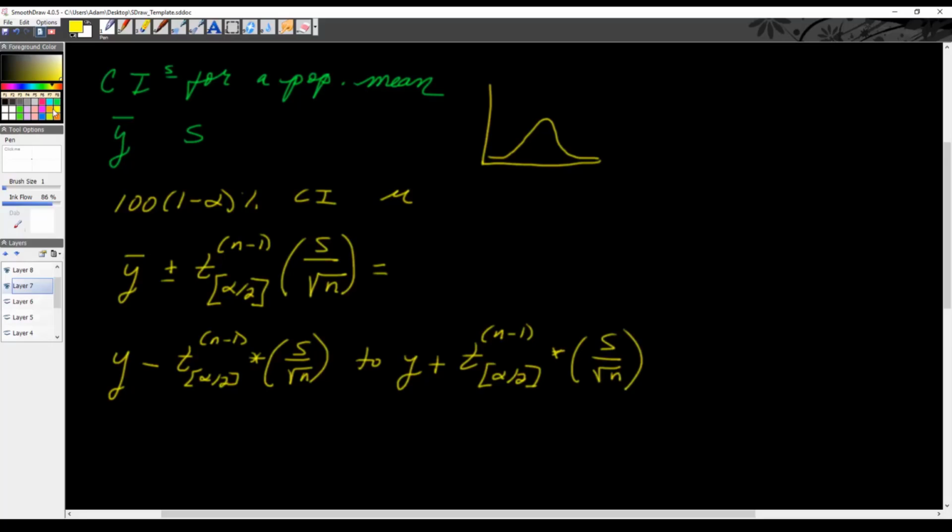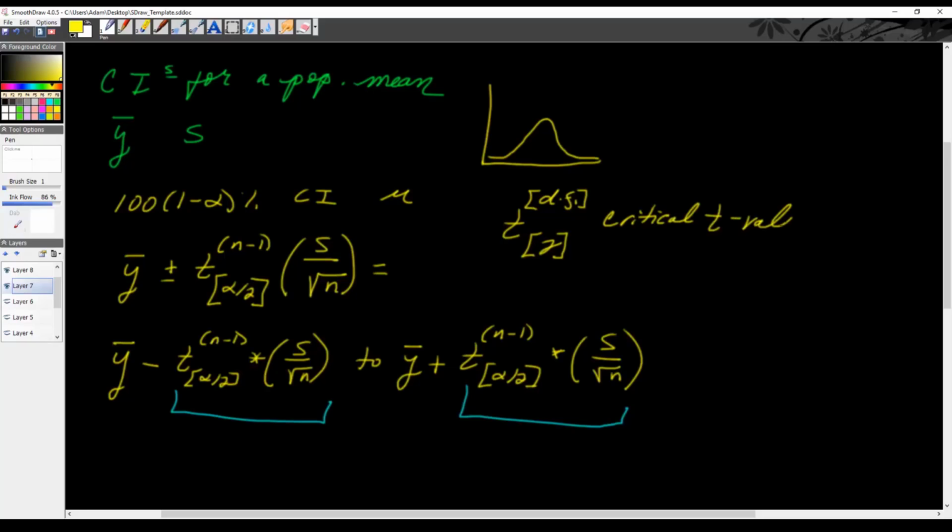So we're just taking some amount. We're taking some amount and we're subtracting it from the mean and we're adding it to the mean to get the confidence interval. And remember, t sub alpha over 2, superscript the degrees of freedom, which is n minus 1, that is the critical t value.